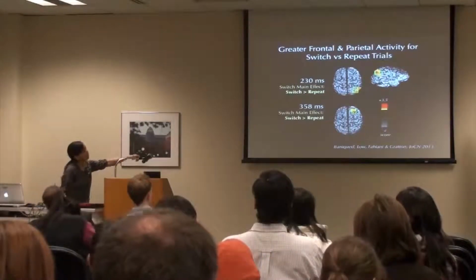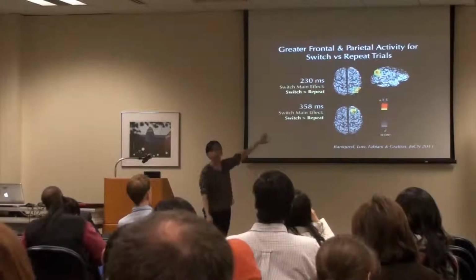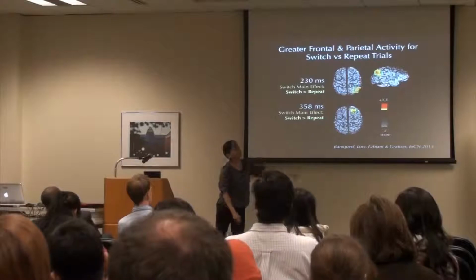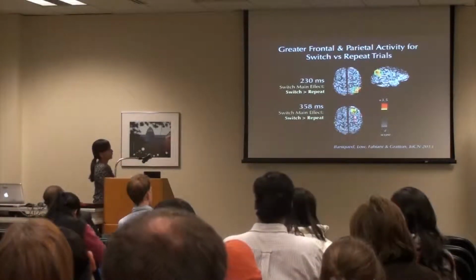So here what I'm showing you in red are regions that are more active on switch compared to repeat trials. And we confirm the findings of previous literature, where we see greater activity in parietal cortex and also greater activity in frontal regions of the brain right here.